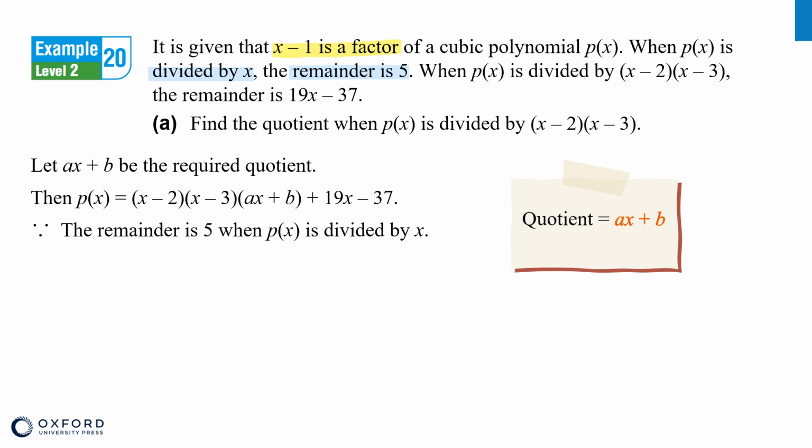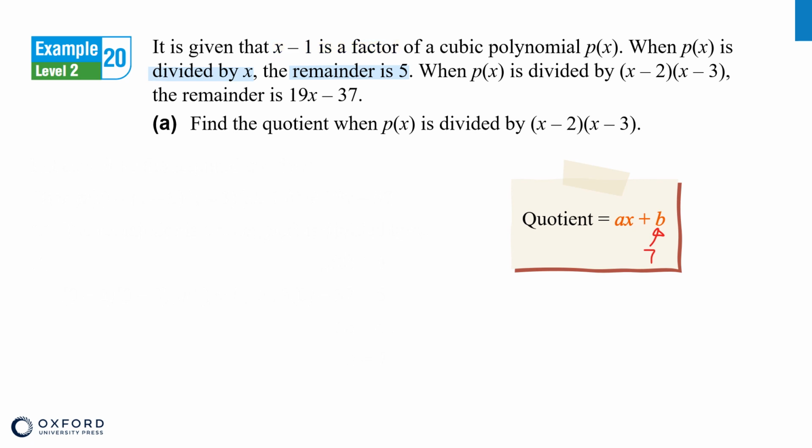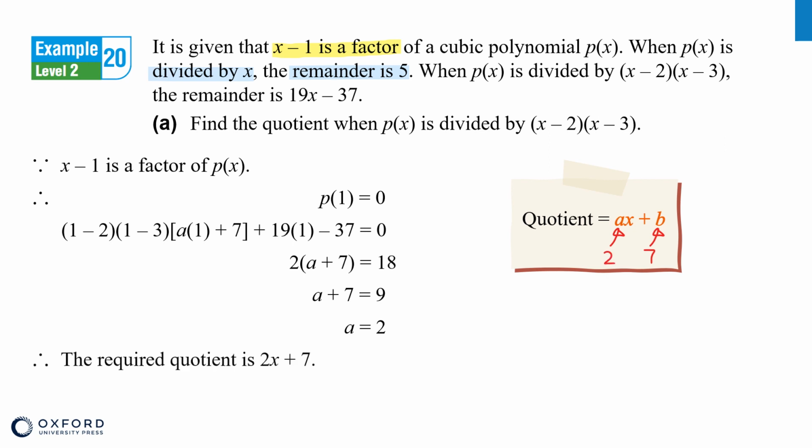The remainder is 5 when p of x is divided by x. By the remainder theorem, p of 0 is equal to 5. So we have b is equal to 5. Also, x minus 1 is a factor of p of x. By the factor theorem, p of 1 is equal to 0. We've already got that b is equal to 5. So we can find that a is equal to 2. Therefore, the required quotient is 2x plus 5.